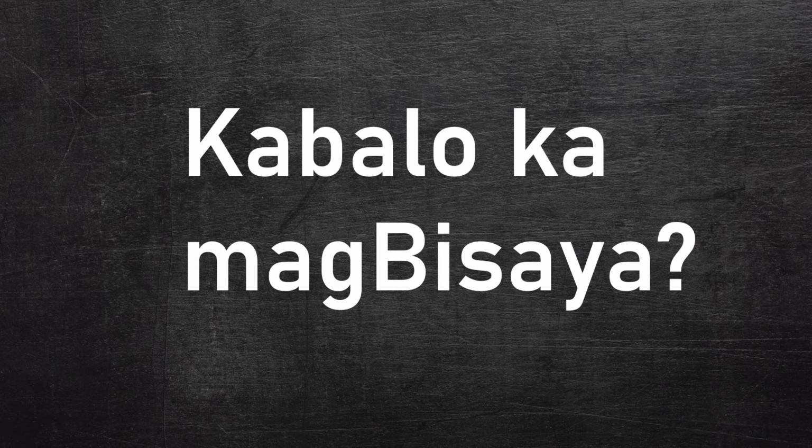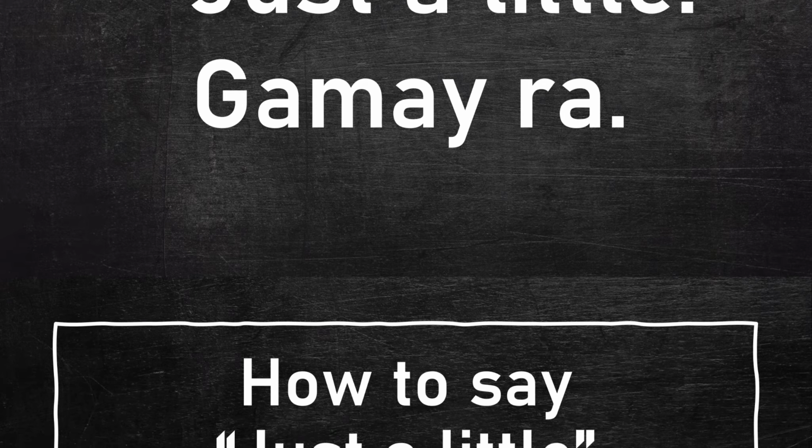Now, if somebody is going to ask you if you know how to speak Bisaya, if it's a little, just say, gamay ra. Gamay ra oy. You can add oy to give emphasis to it. Okay, so let's practice. Kabalo ka magbisaya? Gamay ra. Kabalo ka magbisaya is, do you know how to speak Bisaya? Okay? Now you know how to say just a little.